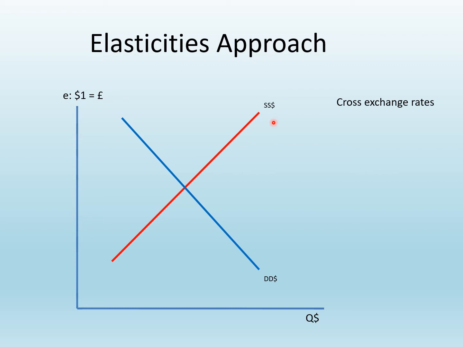If there are foreign capital inflows from the States into the UK, let's take a simple example: somebody in the States buys an apartment in London. That is an inflow of dollars into the country.